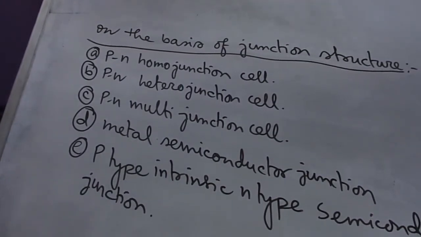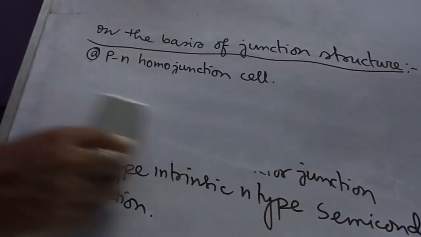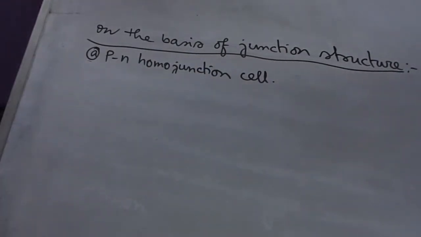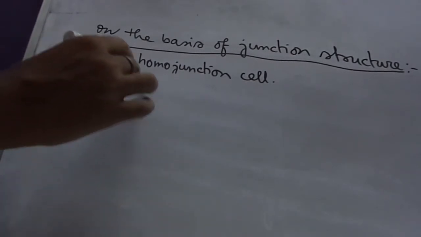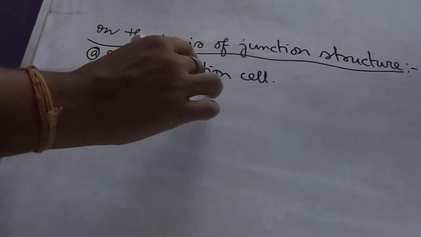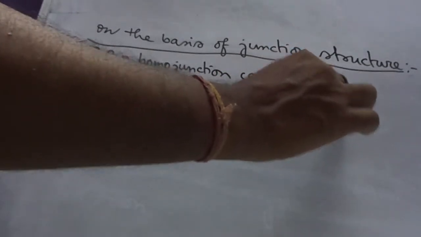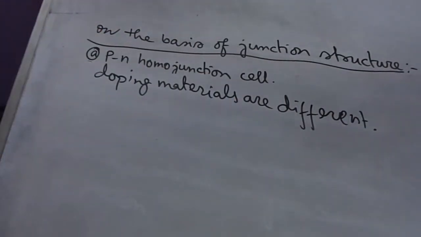In a homogeneous PN junction, the semiconductor material on both sides of the junction is the same, and only the doping materials are different.